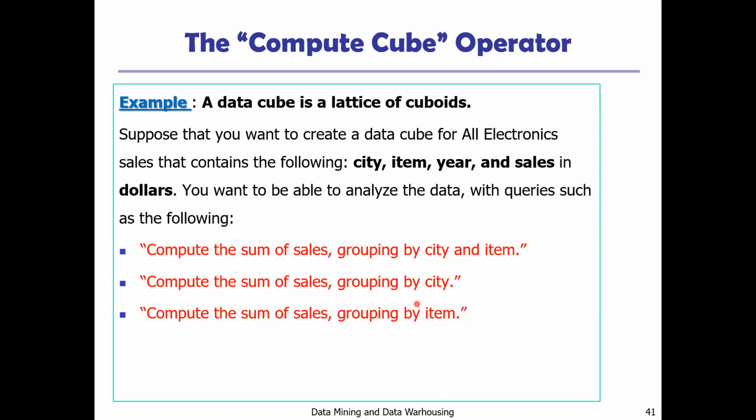Compute the sum of sales grouping by item. It means that we'll be calculating sales for home entertainment regarding the city. We'll be calculating for TV regarding the city, and we're going to calculate regarding the mobile and computer.